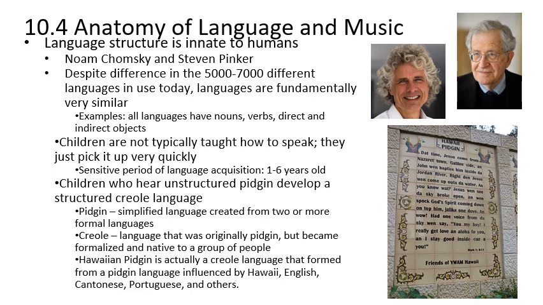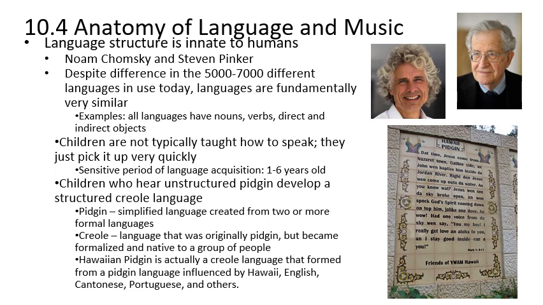One reason to believe that language structure is innate in humans is that in the 5,000 to 7,000 different languages that are in use by humans today, these languages all seem to be fundamentally very similar. All of these languages have nouns, verbs, direct and indirect objects, despite the fact that many of them evolved quite separately from each other.